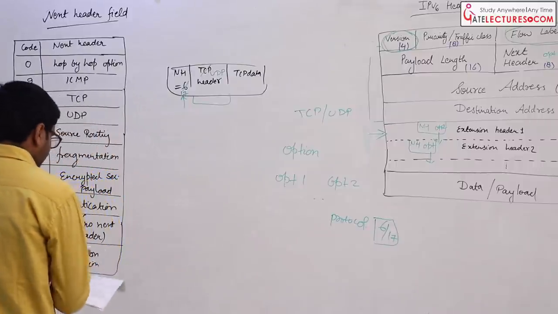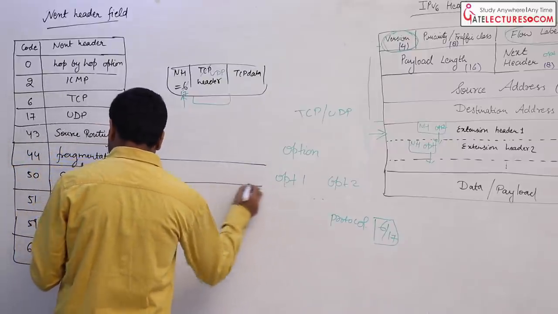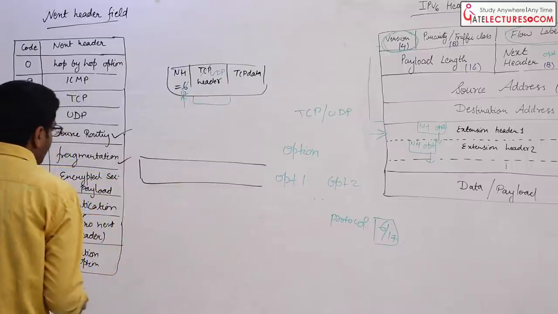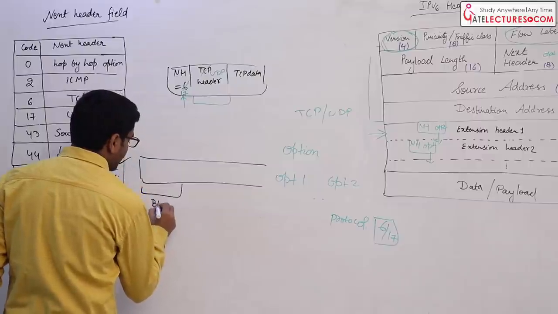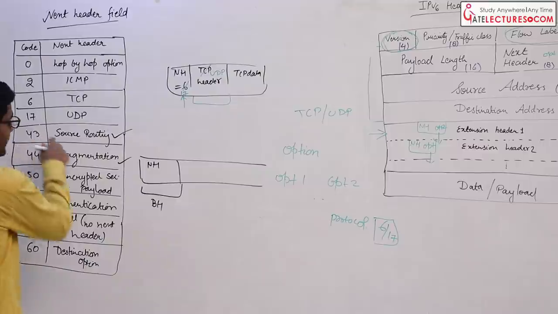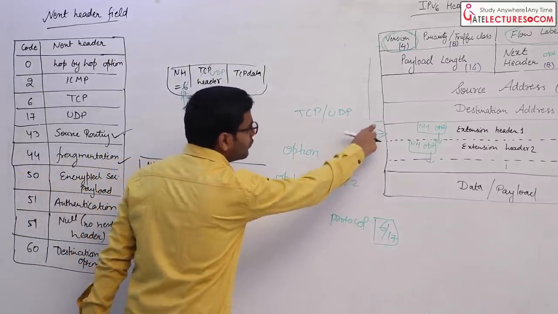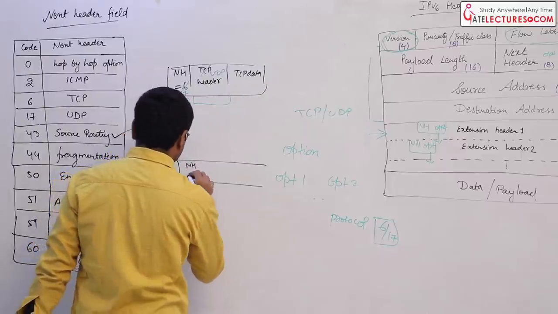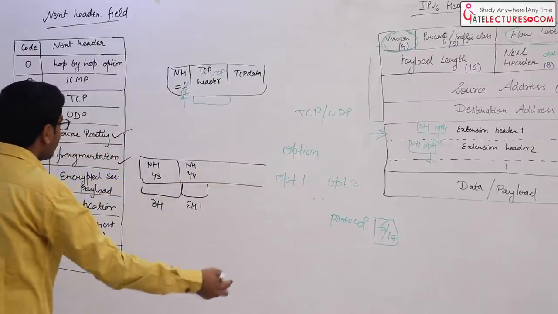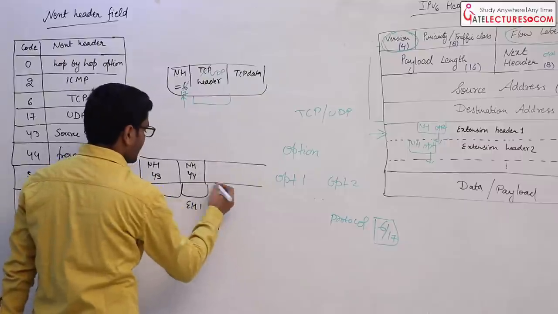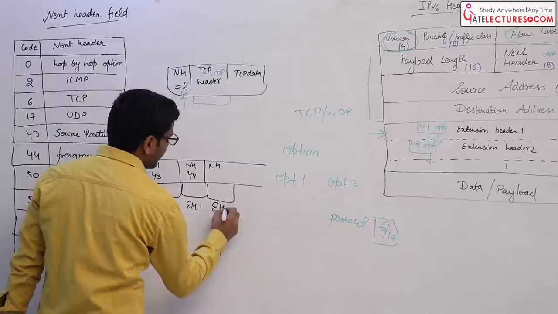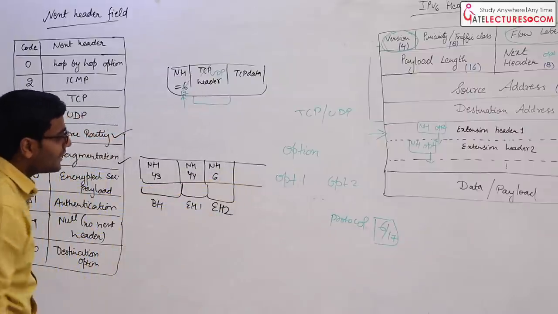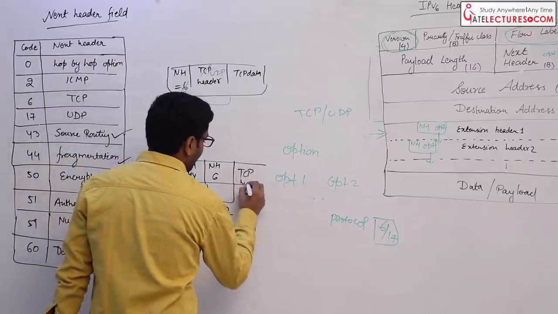So suppose your IPv6 packet wants to provide options like routing option, fragmentation option, and all these options. So what will happen in the base header? In the base header, the next header field will be 43, means that the first extension header is of source routing option. Then in this extension header 1, the next header field will be 44, means that the next extension header is of the option fragmentation. Then in this extension header 2, the next header field will be 6, means now the options are over and the next header is of TCP header, and then there will be TCP data.